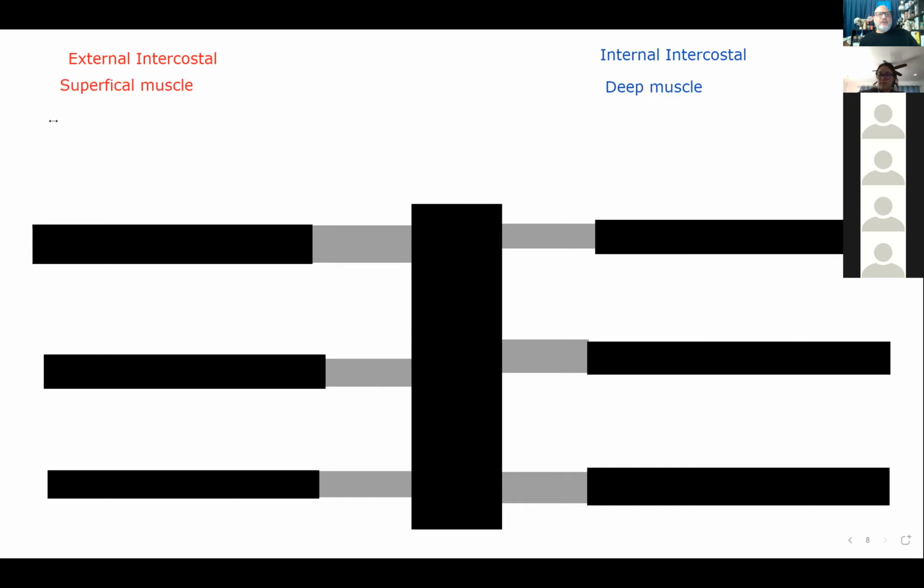Our external intercostals are indeed superficial, but they are also more lateral. They actually don't get to the cartilage of the ribs. And with our external intercostals, the fascicles of the muscle project down and in.